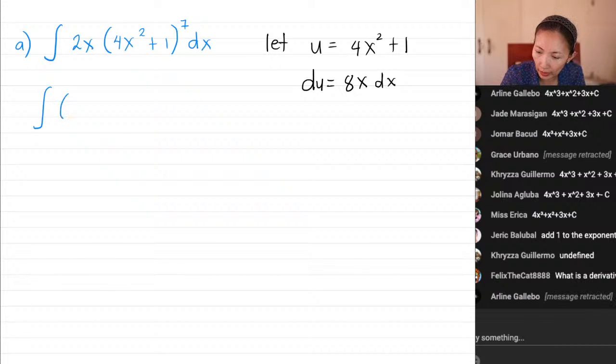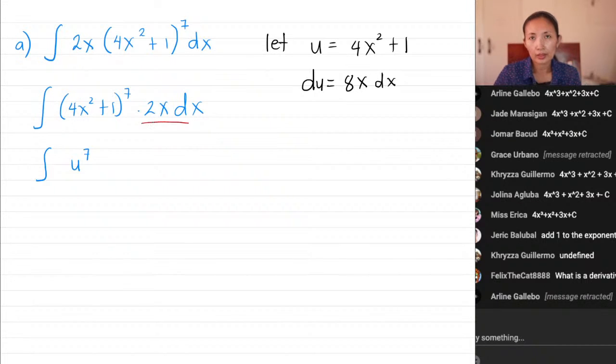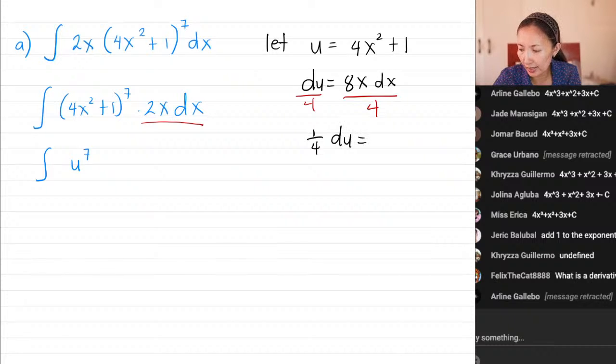Going back to our original function, I could rewrite this as the quantity 4x squared plus 1 raised to 7 times 2x dx. In terms of u, this will now be u raised to 7. Take note that this is our u. And how about 2x dx? We find an expression for 2x dx from our du. We have 8x dx, so to come up with 2x dx, we divide both sides by 4. So that means get 1/4 of both sides. Then that gives 1/4 du is equal to 2x dx.